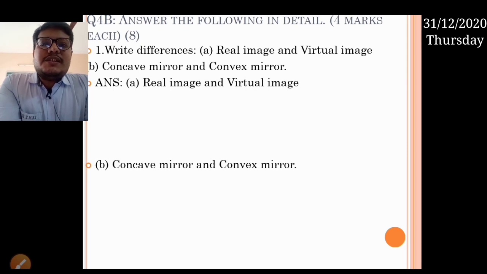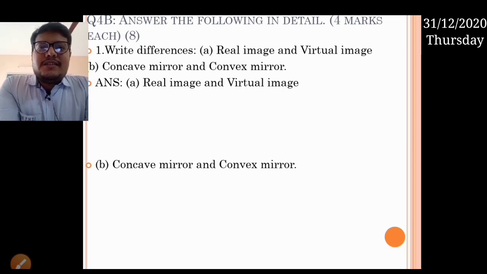So here see first question, write difference. Now there are two differences in one question only. One difference between real image and virtual image, it is of 2 marks, and concave mirror and convex mirror, it is of 2 marks. Means total marks of the first question is 4, right? In this section if you write all questions, you will get total 8 marks, and any 2 you have to write for that. Okay, let's see first answer.